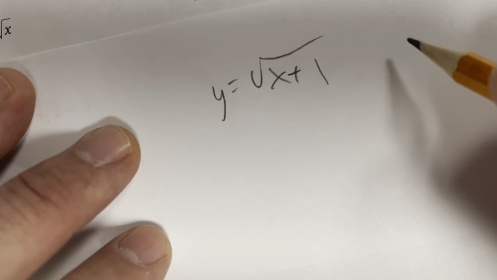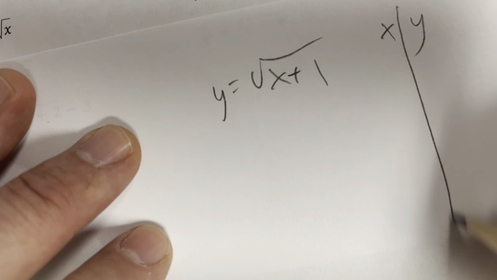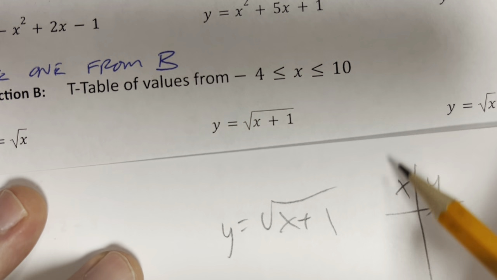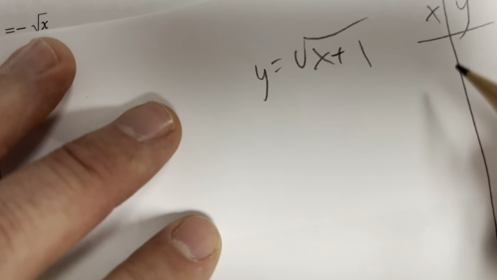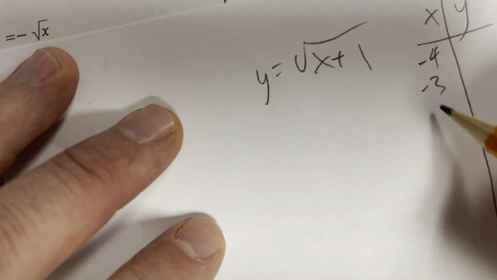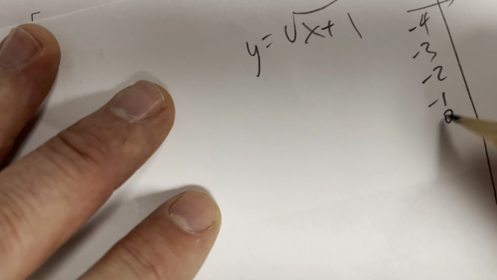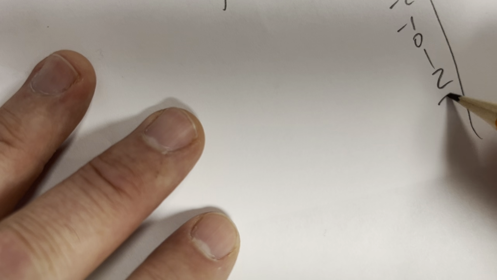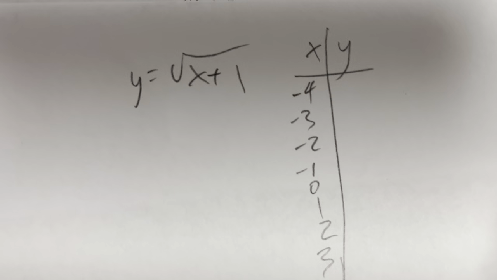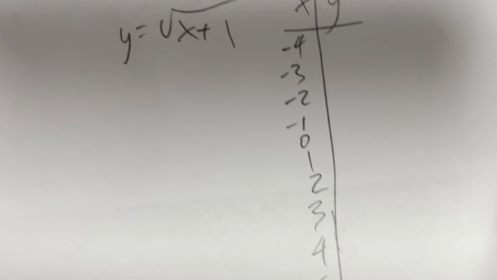For this one, your x values for the B family are negative 4 through 10, which means you've got to go negative 4, negative 3, negative 2, negative 1, 0, 1, 2, 3, 4, 5, 6, 7, 8, 9, 10. You've got to do all of those values. Again, you can use the calculator on the wall. You just got to put it back.